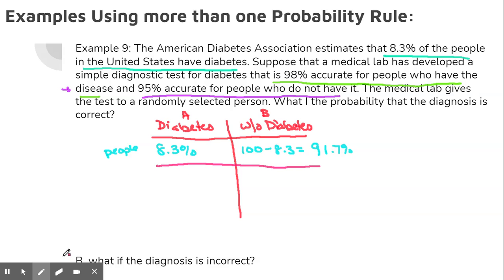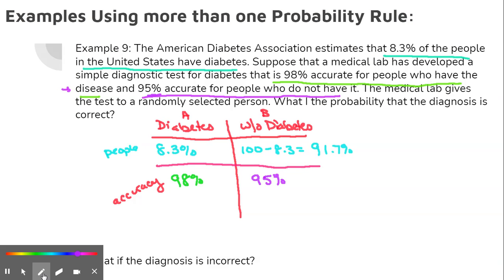Then we're looking at the accuracy of the results. That's the next thing. Okay, so if you are diabetic, it's 98% accurate. That's what they told me up there. If you are not diabetic, you're 95% accurate. Again, that's what they told me here. So I know those amounts. I'm not looking at complements for that one. So what we'll then do is find, well, what is the probability of it being accurate?